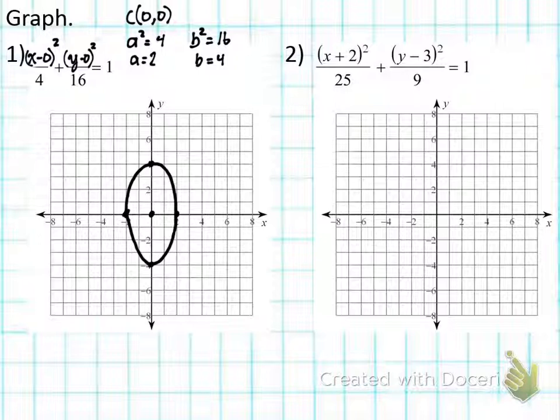We have (x plus 2) squared all over 25 plus (y minus 3) squared over 9 is equal to 1. So the first thing you want to do is figure out what your center is. Our center in this case is negative 2, positive 3. So we're going to plot a point there at negative 2, positive 3. Then we want to figure out what a squared is. A squared is always under the x term. So a squared is equal to 25 here, right?